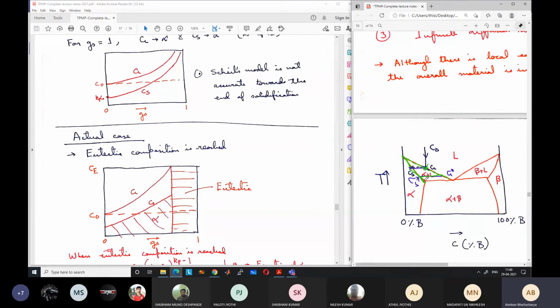So one time comes when the concentration in the liquid becomes equal to the eutectic concentration. After the concentration keeps on increasing, we reach the eutectic concentration in the liquid. At this point, the process of solidification changes, and it becomes like eutectic solidification. So once you reach this point, Cl is equal to Ce, the eutectic concentration.